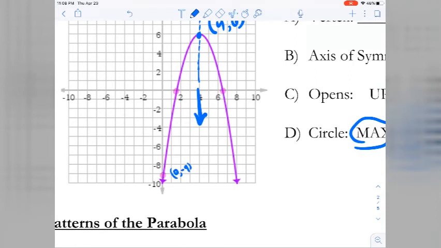So let's take a look at a graph that has some x-intercepts that are a little bit more visible. If I had this graph, then I would see where my two x-intercepts are. Now, typically, a parabola has two x-intercepts and one y-intercept. However, we do have graphs that only have one x-intercept or no x-intercept.